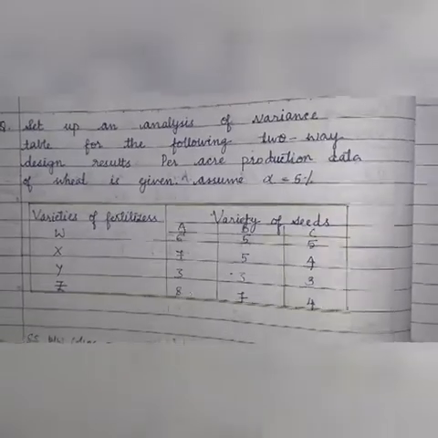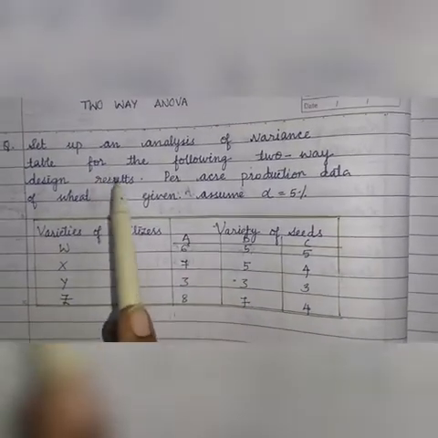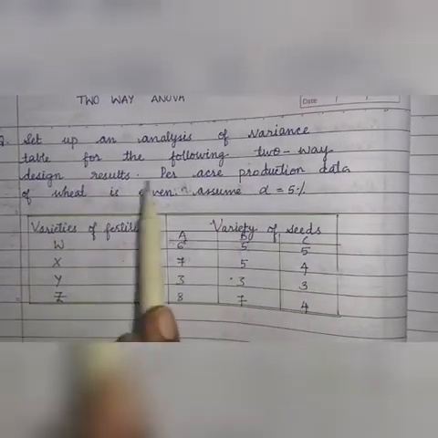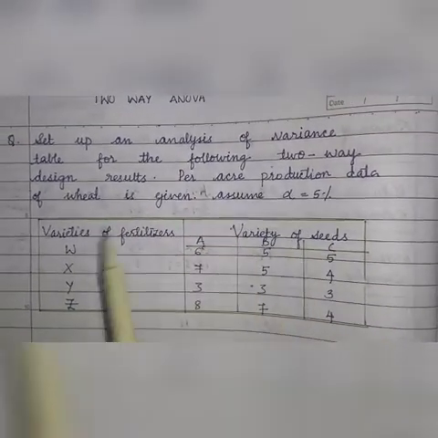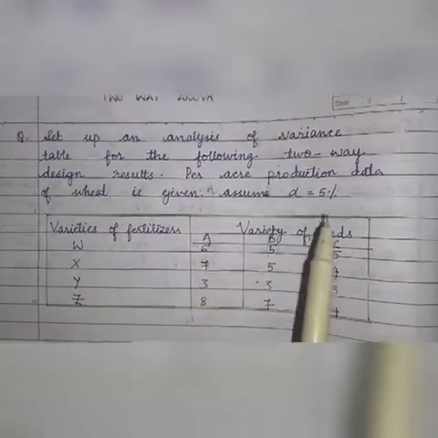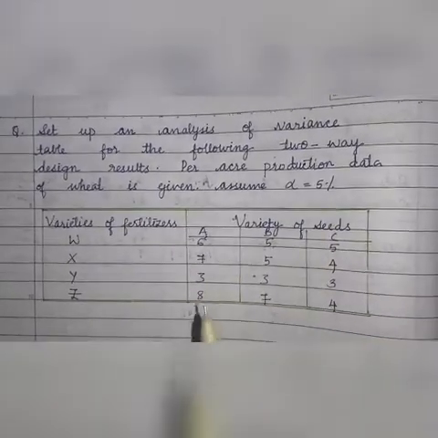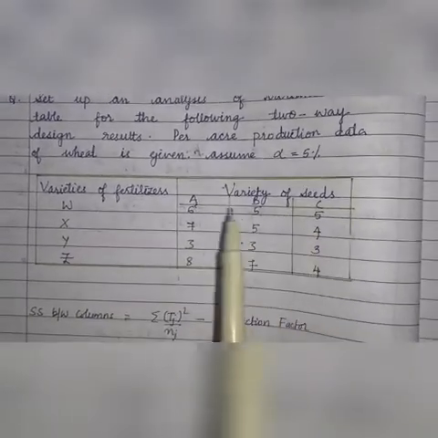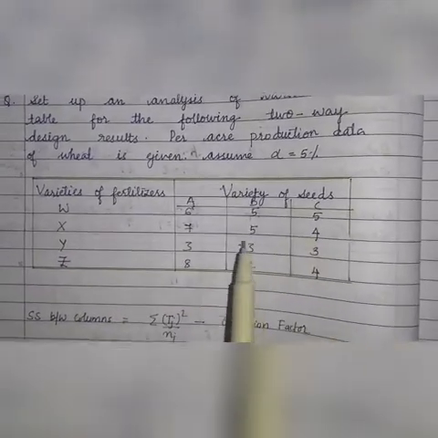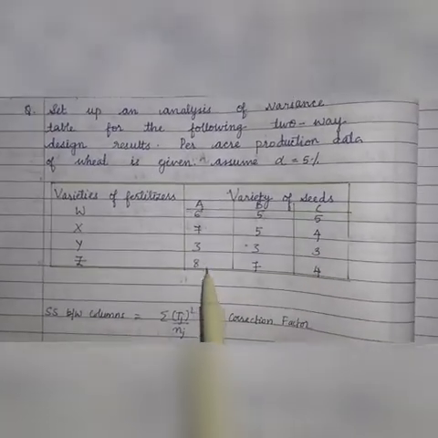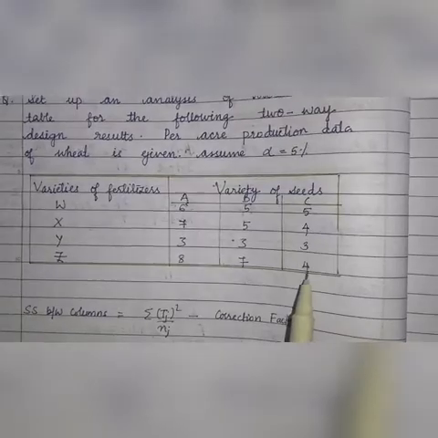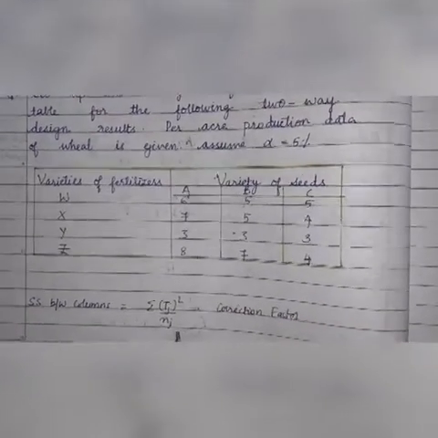Let us go ahead. Set up an analysis of variance table for the following two-way design results. Per acre production data of wheat is given. Assume alpha is equal to 5%. We have four varieties W, X, Y, Z, and the variety of seeds are given as A, B, C. In each variety we have a sample of 4 seeds. So now let us begin.